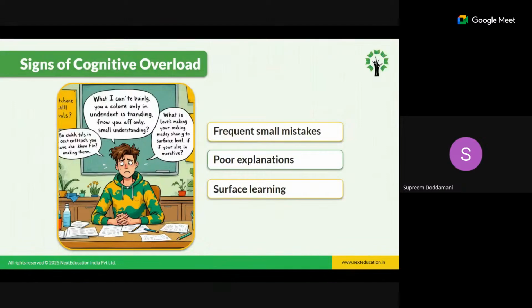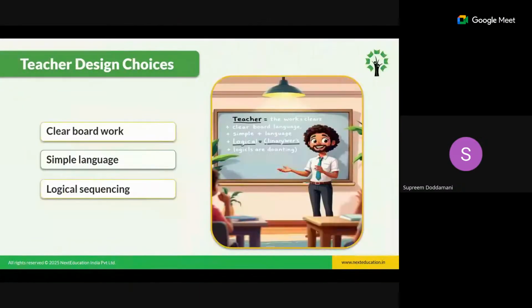Okay. The next, teacher design choices. Even these matter a lot. Teachers should have the habit of clean board work. There should not be a hodgepodge on the board.